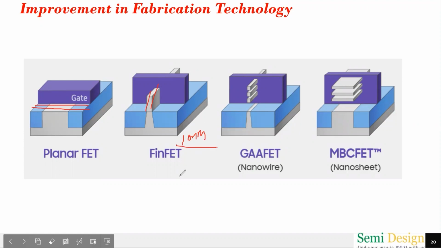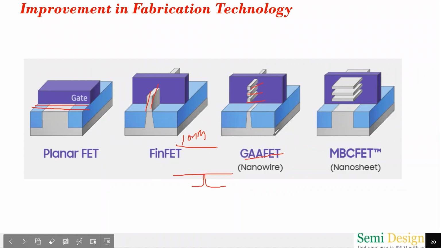Again, when it reaches 10 nanometer technology, the distance between source and drain has reduced, so it also got the same limitations. That's why we moved to GAFET technology, gate all around. That means the gate has been divided into nano wires like this. By using this technology, at 5 nanometers and 7 nanometers, we are able to send the signal and avoid some current leakages and short circuit effects.